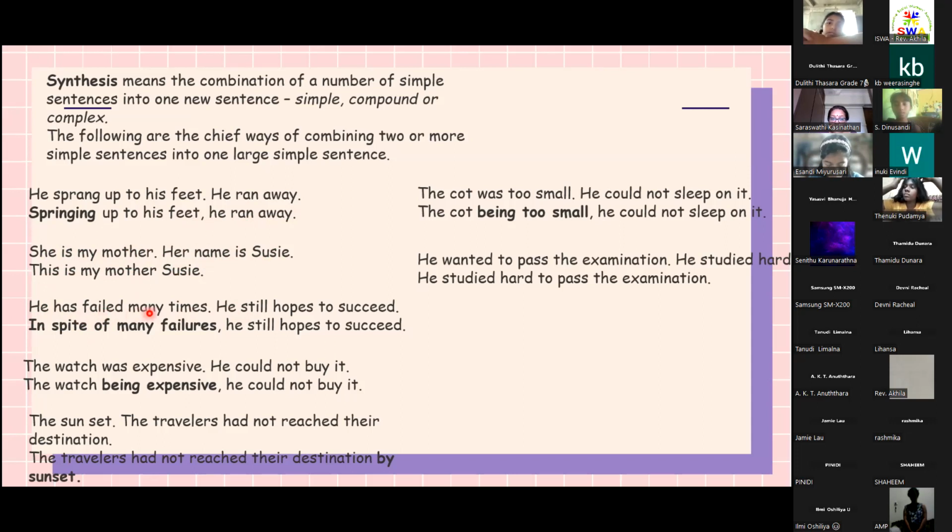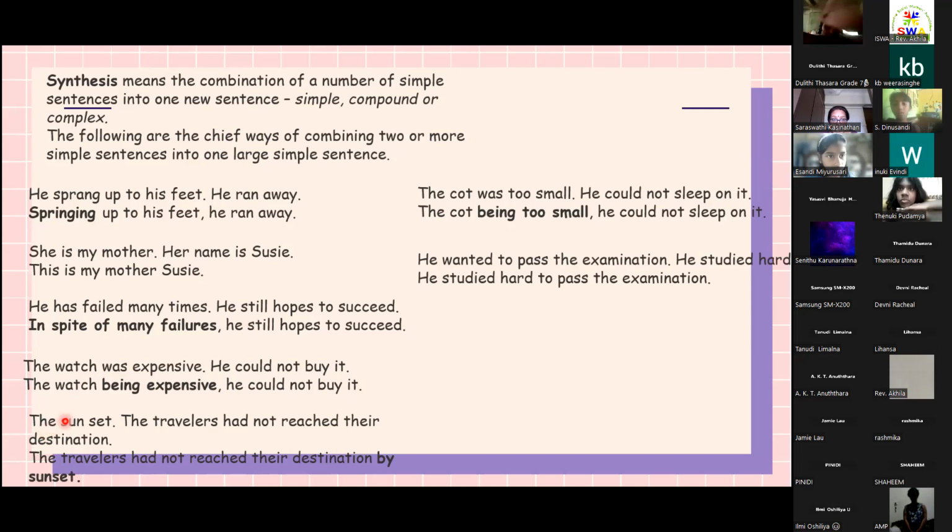He has failed many times. He still hopes to succeed. In spite of many failures, he still hopes to succeed. The two sentences becoming one sentence. The watch was expensive. He could not buy it. The watch being expensive, he could not buy it.